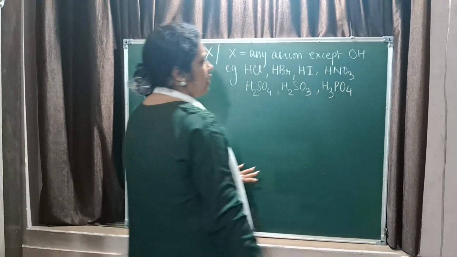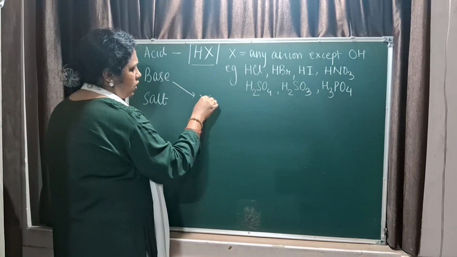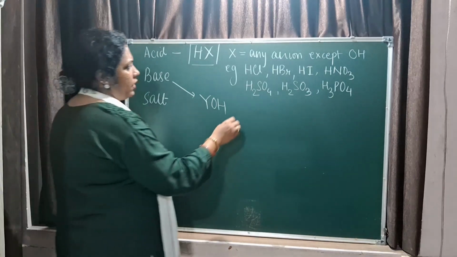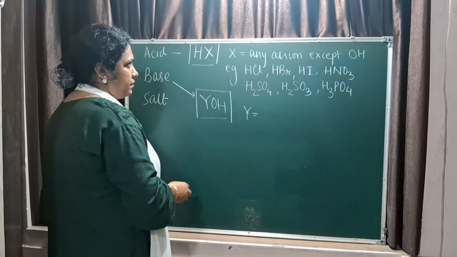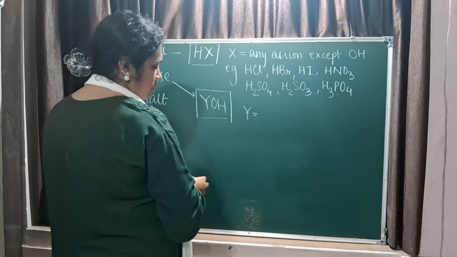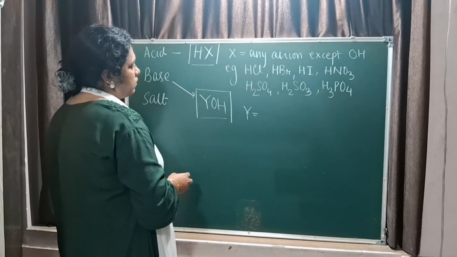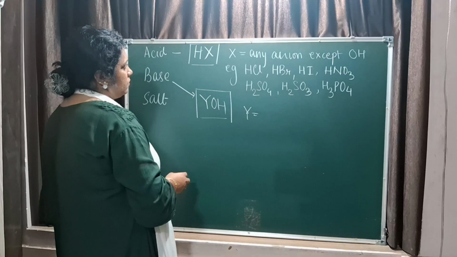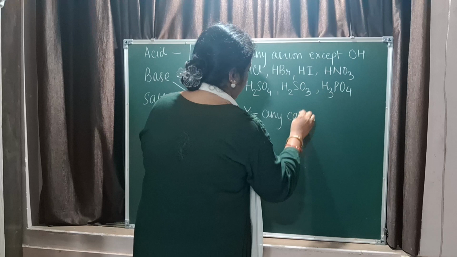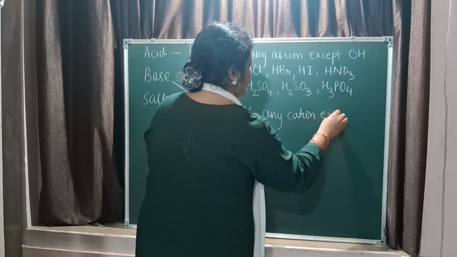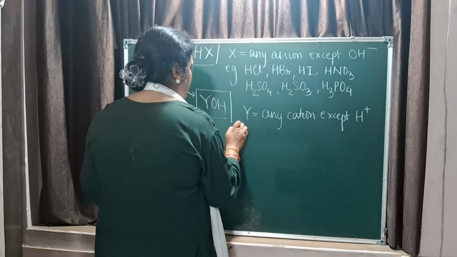H3PO4, these are all acids. What are bases? Bases are YOH, where Y is any cation except H plus.